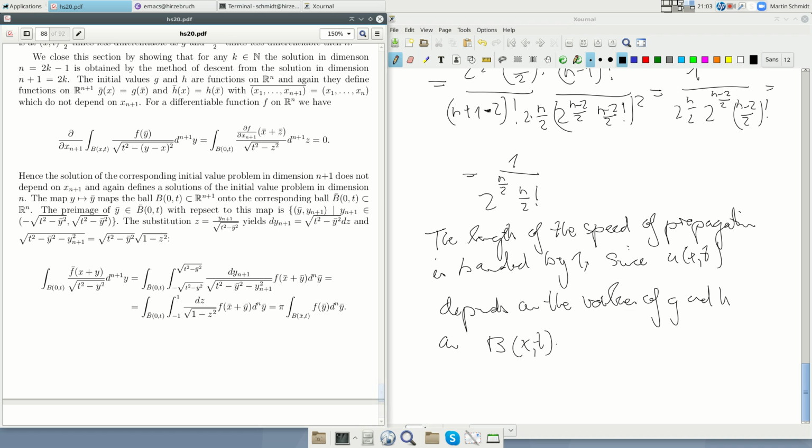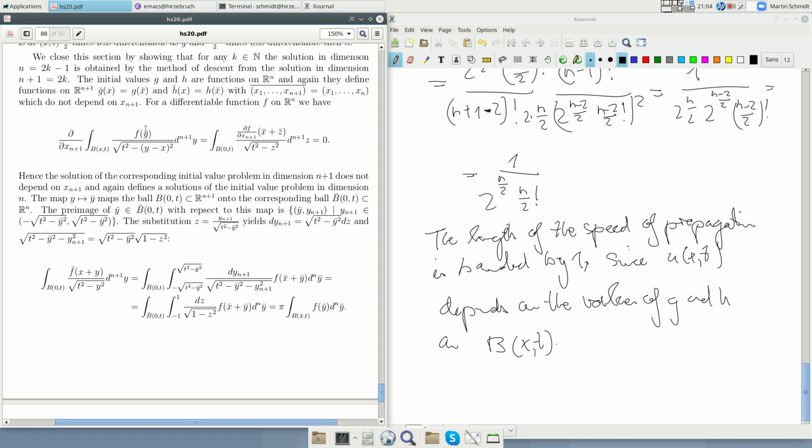Okay, so we close this section. Finally, we want to show that for any k, the solution in one dimension less, one odd dimension less, we want to show that the method of descent also works going down from even dimension to odd dimensions if we go further down. So if we may restrict further, we can also go down further, and this follows here.